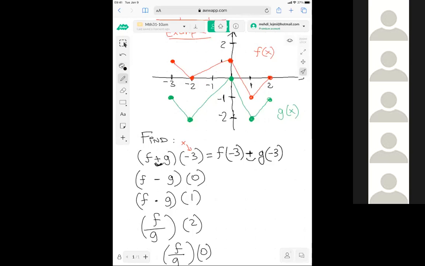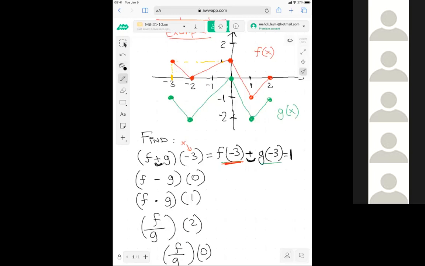So f plus g of negative three means f of negative three plus g of negative three. Now I need to find, using the graph, f of negative three and g of negative three. What will be f of negative three? f is the red graph. Here is negative three, my input x. Going up, the image of negative three is positive one. So f of negative three is positive one.